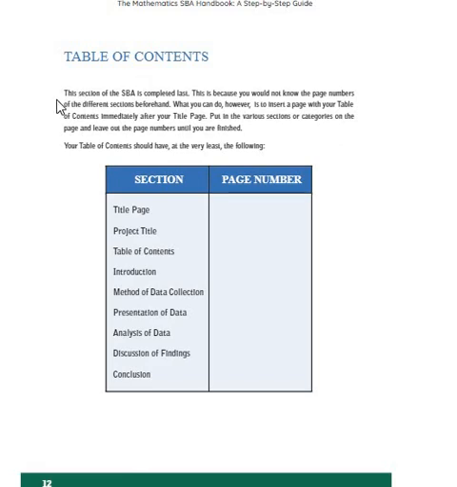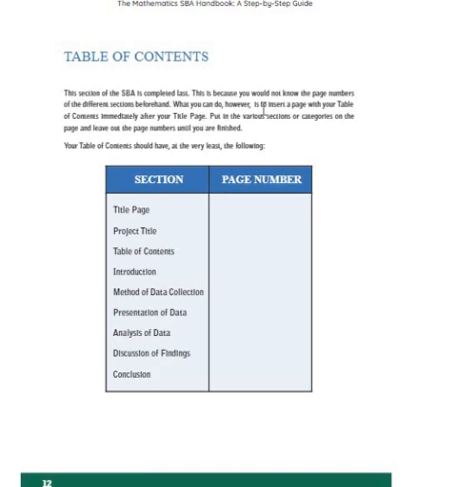Table of contents. This section of the SBA is completed last. This is because you would not know the page numbers of the different sections beforehand.